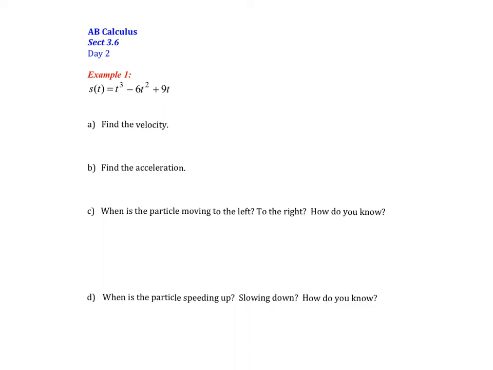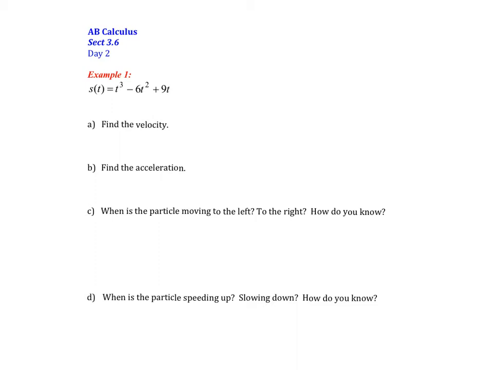AB Calculus, section 3.6, day number 2. All right, we've got an example here where we've got a position function, t cubed minus 6t squared plus 9t. We're going to do a number of things with it, so let's get going.